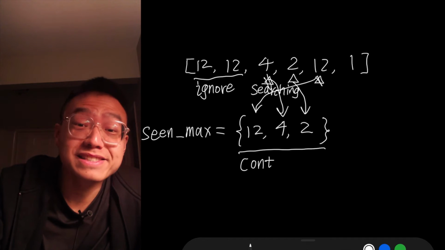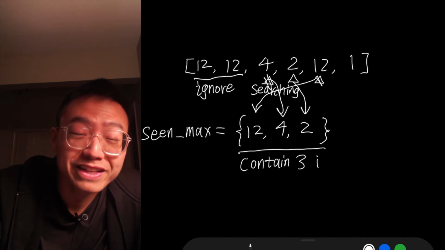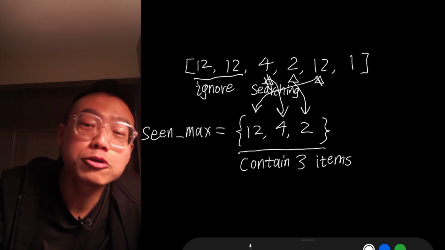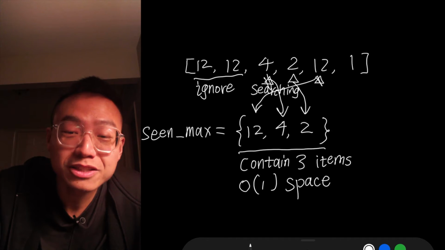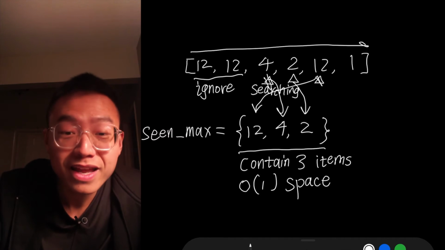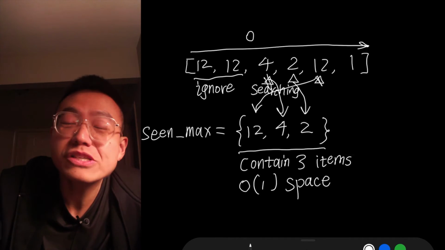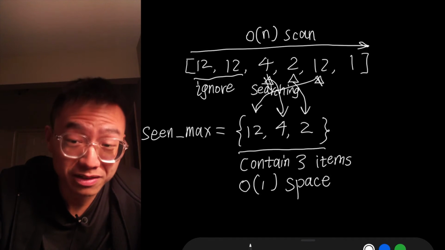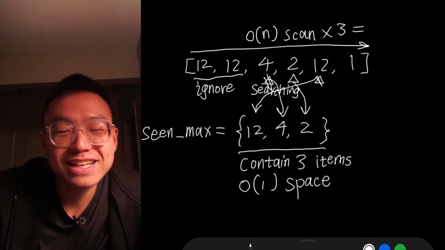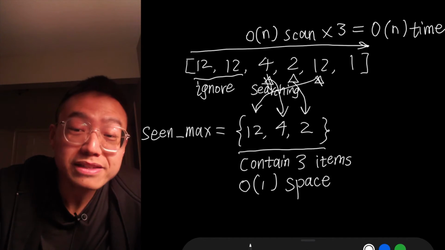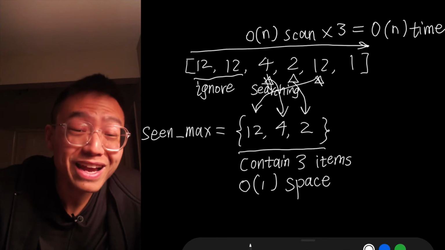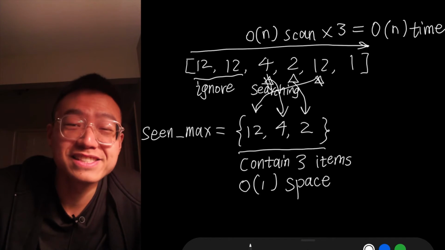The time complexity is still O(n), because for each of the 3 times we find the next maximum, we need to perform an O(n) scan, and there are only at most 3 scans. The total time complexity is just O(n), and all the set operations are O(1), because there are only at most 3 items in the set. And the space complexity is just O(1), because the seen maximums can contain at most 3 items. So let's try to implement the code in Python.